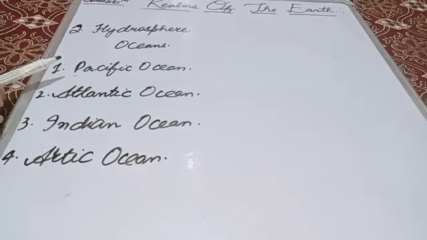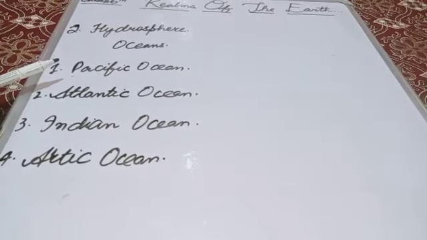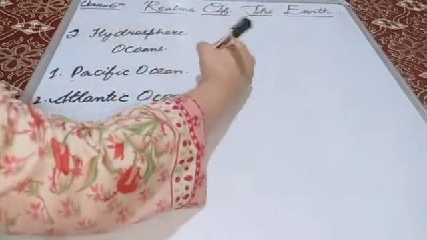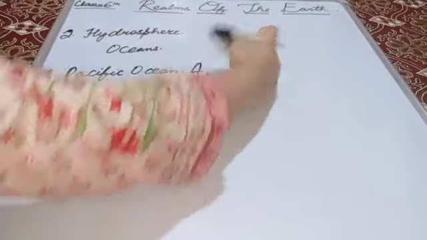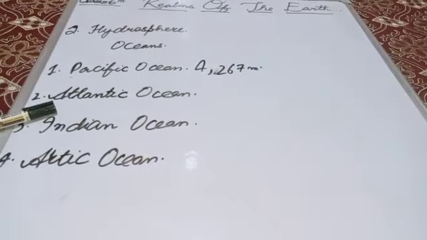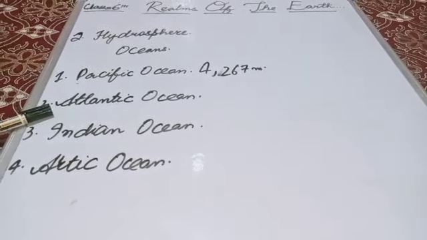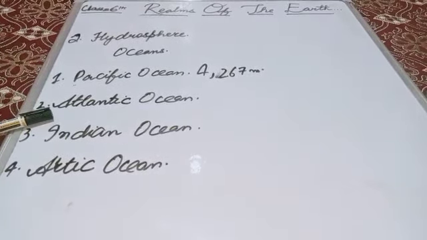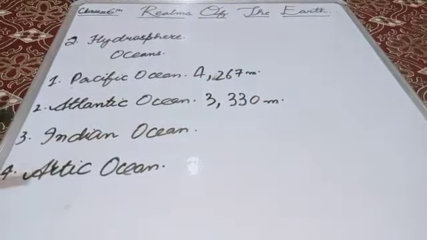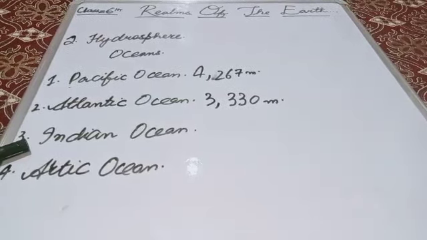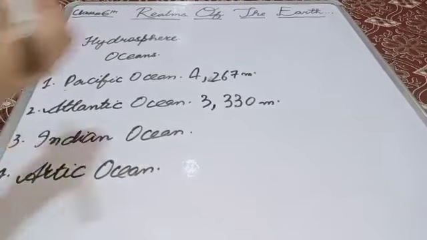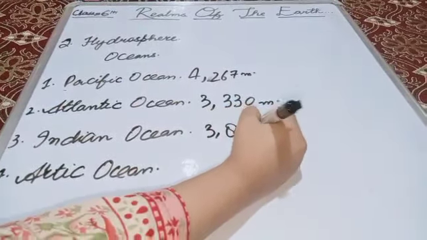Pacific Ocean is the largest ocean in the world. It covers about 1/3 of the earth's surface. The average depth of it is about 4,267 meters. The second largest ocean is Atlantic Ocean. It covers about 1/5 of the Earth's surface. Its depth is 3,330 meters. The third largest ocean is the Indian Ocean and it covers about 1/7 of the Earth's surface. Its depth is about 3,890 meters.